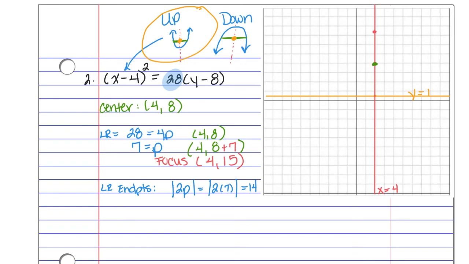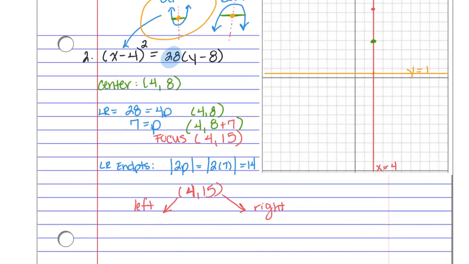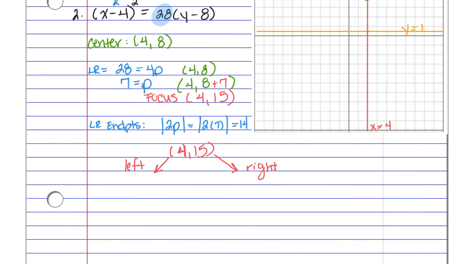Since my graph opens up and down, then I know that my latus rectum is going to run left to right, so it's going to run opposite. My focus is at (4, 15), and I'm going to move it to the left, and I'm going to move it to the right. I'm going to use my ordered pair to do that calculation. My left and right movement is controlled by my x coordinate. So I can take my x coordinate and move to the left 14 units, and I can take my x component and move to the right 14 units.